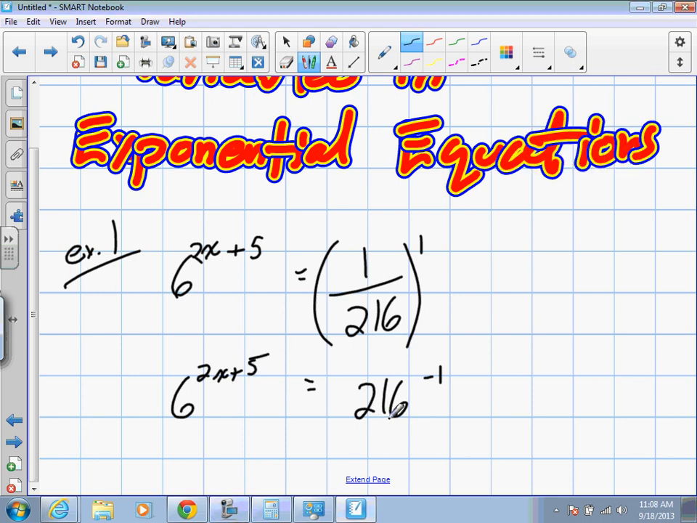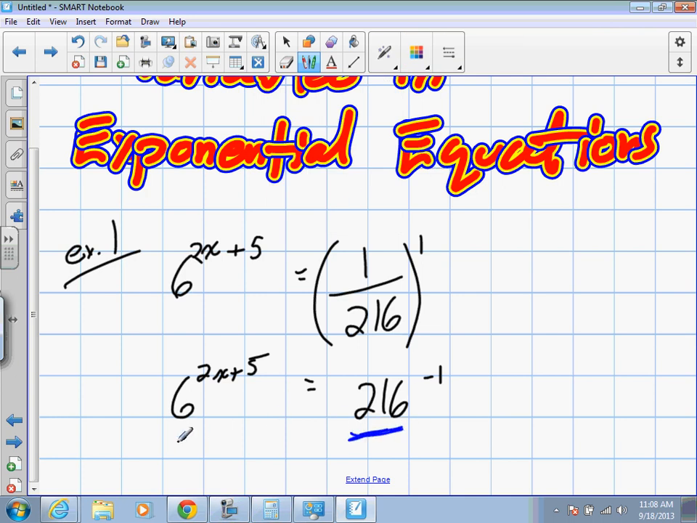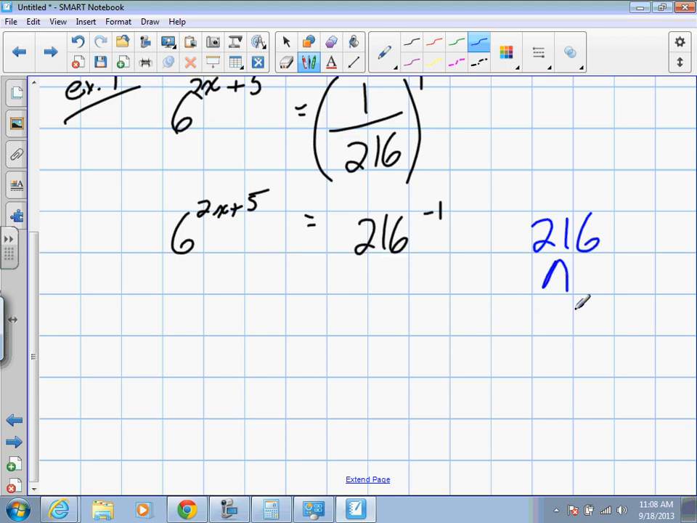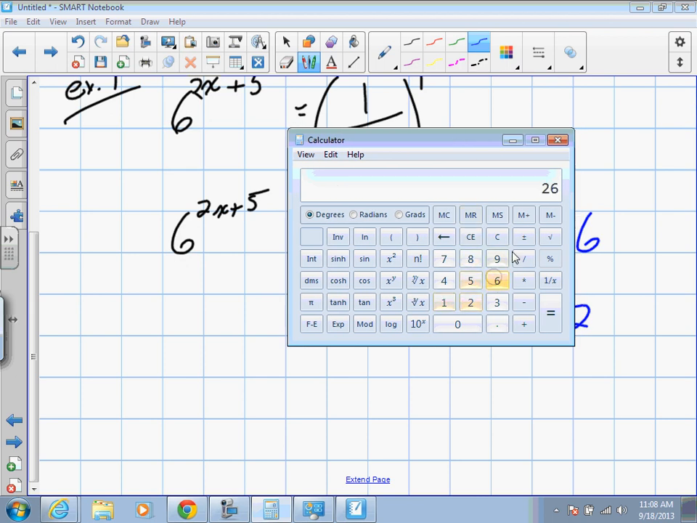So from there, the next step here is again to get this base to base 6. So we're going to break it into factors. 216. Now, this is an even number, so I know the number 2 will go into it, right? So we can put the number 2. 216 divided by 2. Okay, 108.